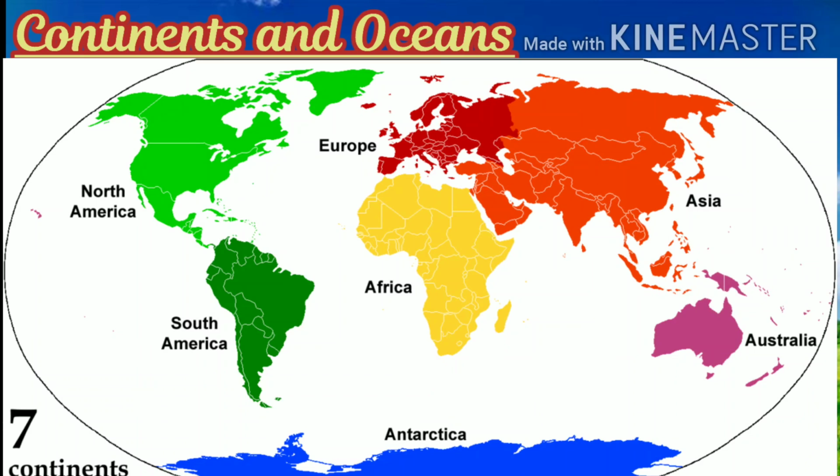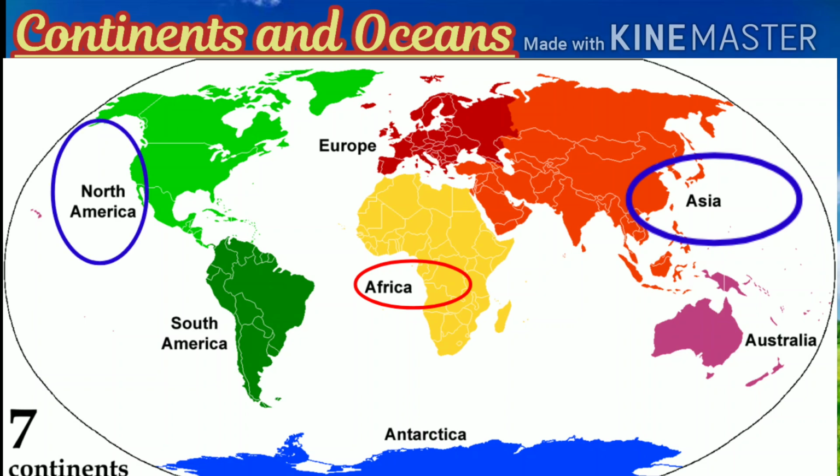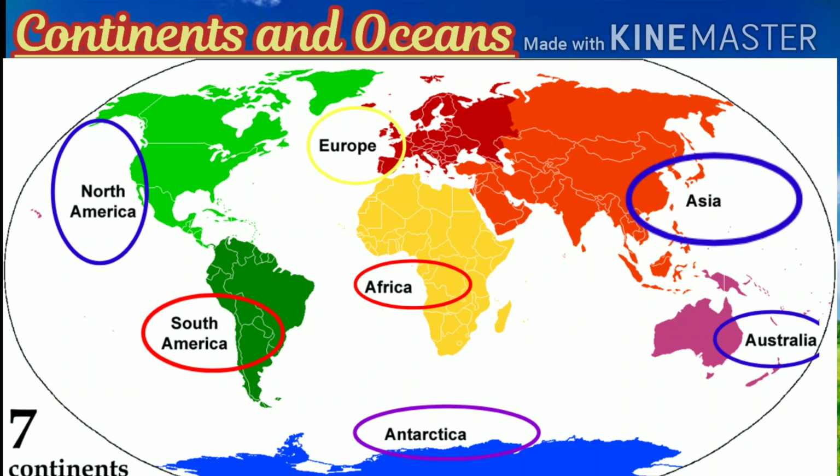How many continents are there, children? There are 7 continents. Do you want to learn about them? Yes, definitely. The first and foremost is Asia. Second, Africa. Third, North America. Fourth, South America. Fifth, Antarctica. Sixth, Europe. And seventh is Australia.